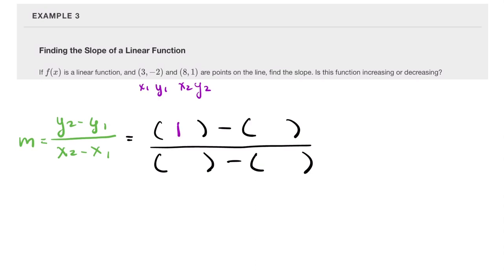Y2 is 1. Y1 is -2. Notice how the signs are playing in there. X2 is 8 and X1 is 3. If we simplify this, on the top we have a double negative, so that really is 1 plus 2, which gives us 3. And on the bottom, 8 minus 3 is 5. Notice that this is positive, so that means our function is increasing.